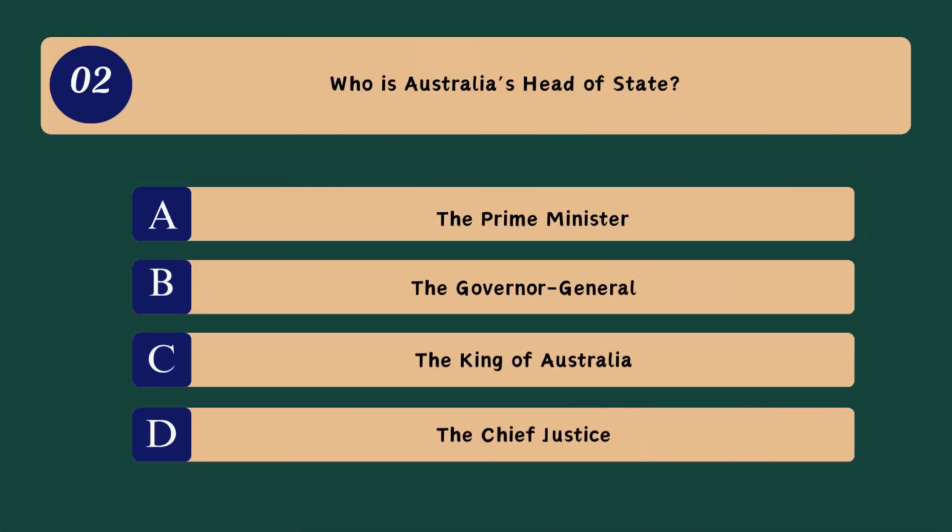Question 2. Who is Australia's head of state? A. The Prime Minister. B. The Governor-General. C. The King of Australia. D. The Chief Justice.